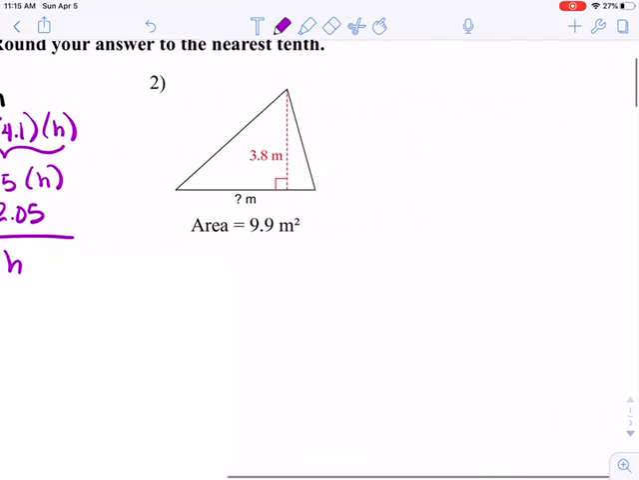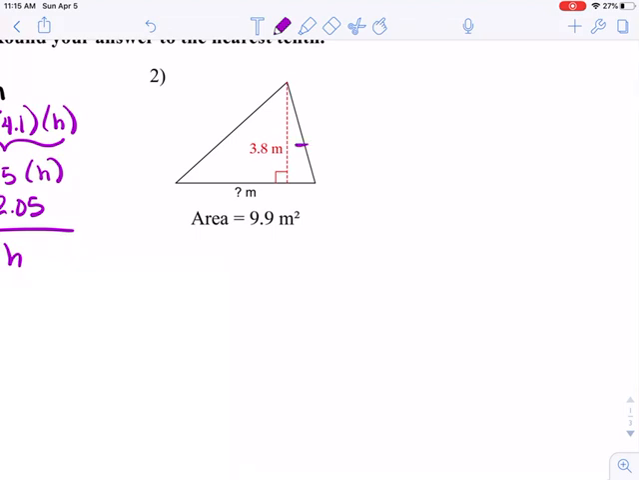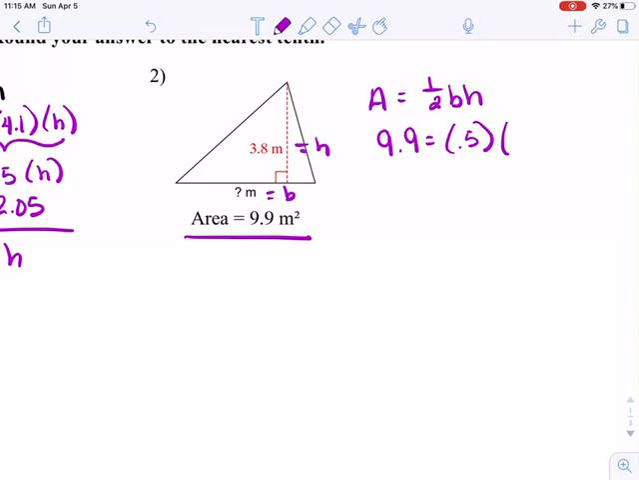All right, let's try that again. In this case, I have the height. I don't have the base. I do have the area. Area is 1/2 base times height. So I will write in 9.9 equals 1/2 times base times the height. I substitute the values that I have and I rewrite it.